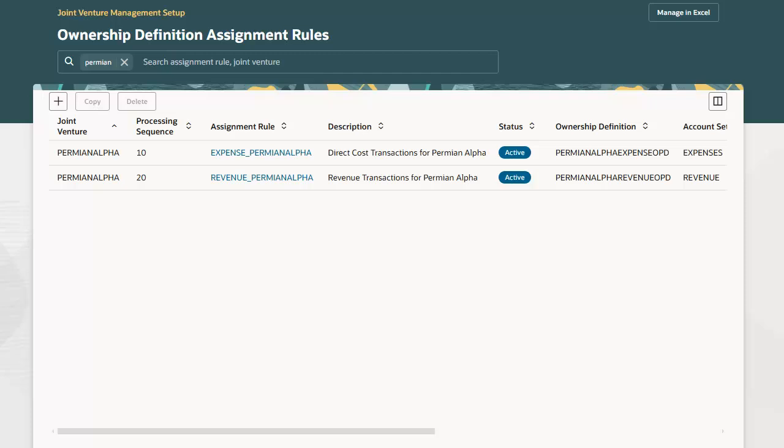There are two ownership definition assignment rules. One to designate the ownership definition to be used for transactions with accounts in the expense range, and another to designate the ownership definition to be used for transactions with accounts in the revenue range. You can see the account sets associated with the assignment rules in the account sets column.